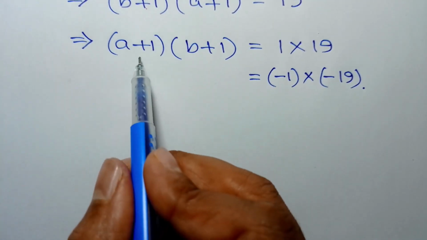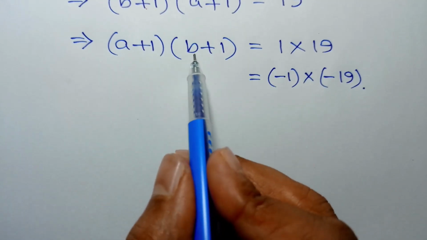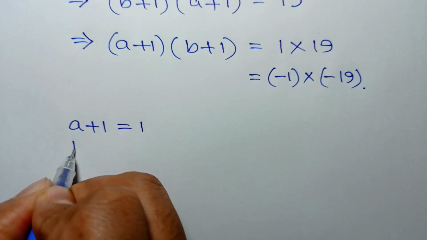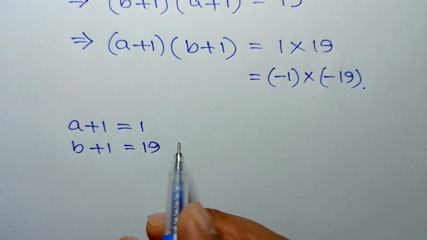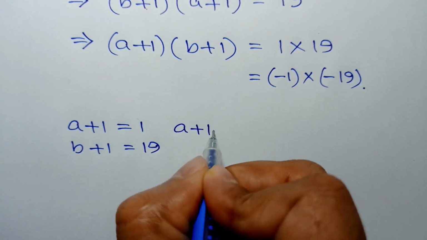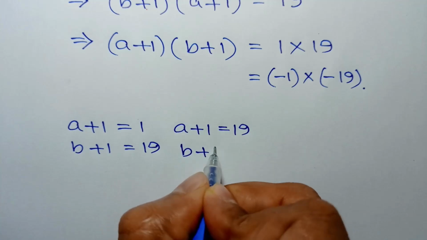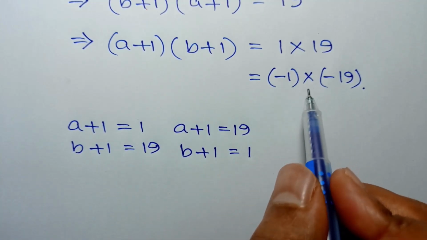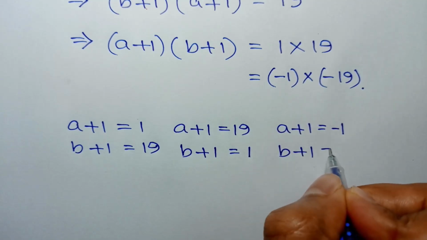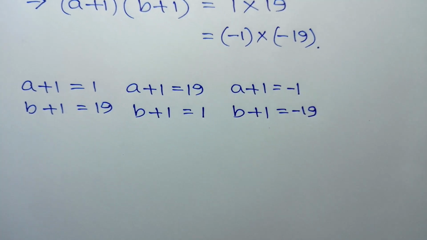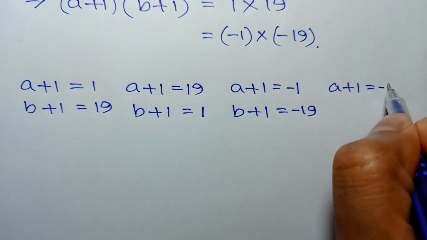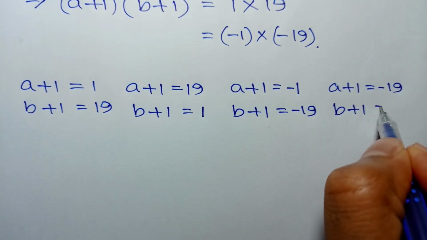Now comparing both sides we can write a + 1 = 1 and b + 1 = 19, or a + 1 = 19 and b + 1 = 1. For the negative case we can write a + 1 = -1 and b + 1 = -19, or a + 1 = -19 and b + 1 = -1.